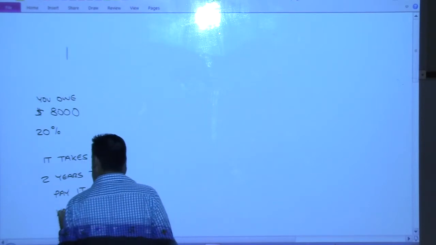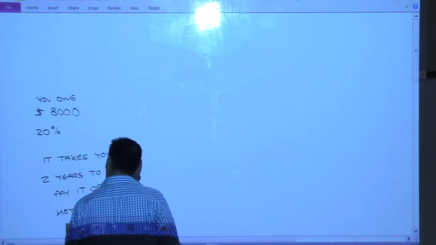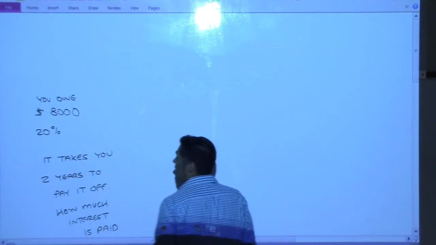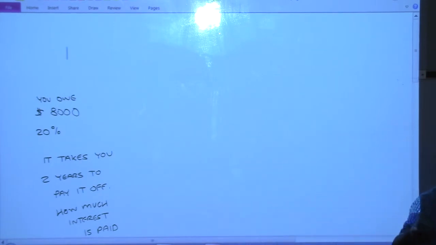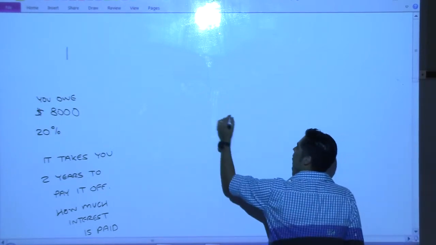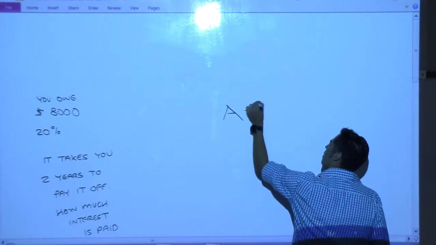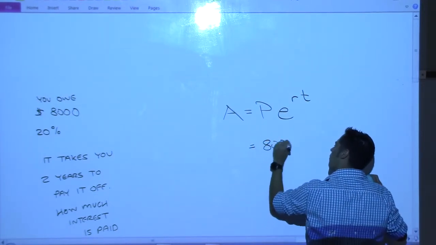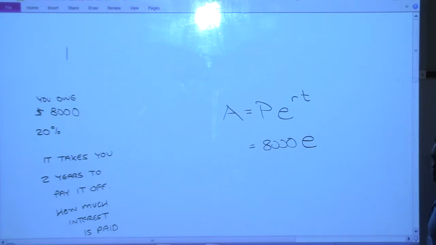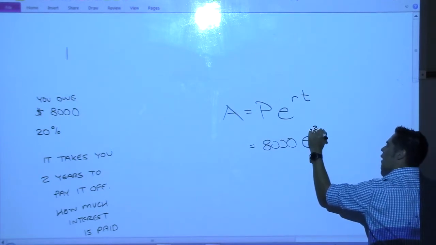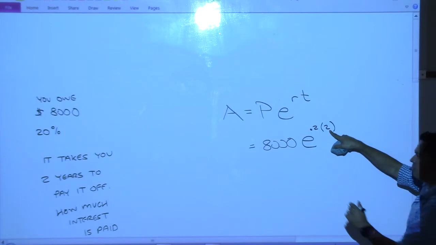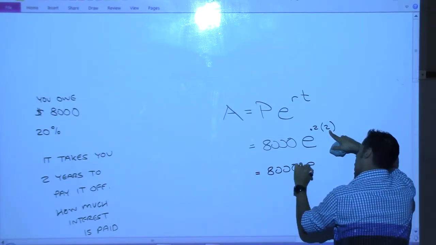How much interest did you pay? So, let's do the compounded continuously so we can use the easier formula, right? And because I only have 5 minutes. Okay? So, what's the principal? We're going to use this formula. What's the principal amount that we are starting with? 8,000. So this becomes 8,000 e raised to the interest rate, which is 20%, 0.2, times t, which is 2. So we're going to do on a calculator 0.2 times 2, which is 8,000 e to the 0.4.